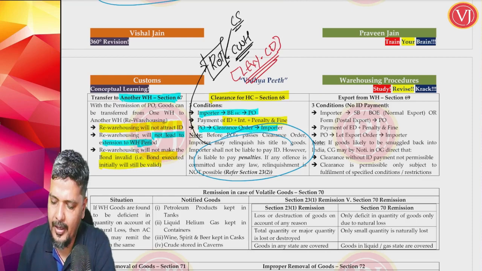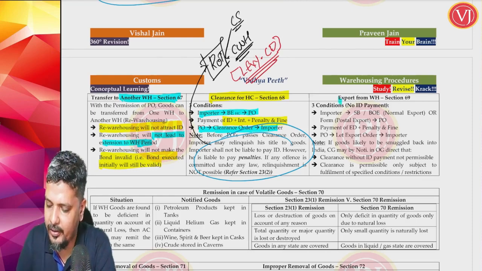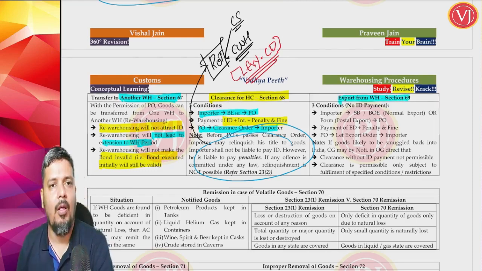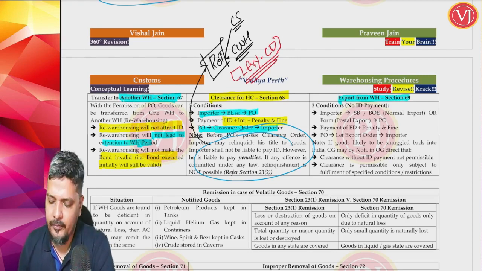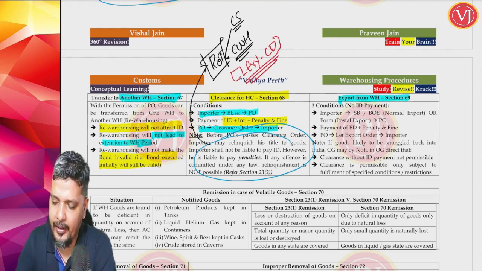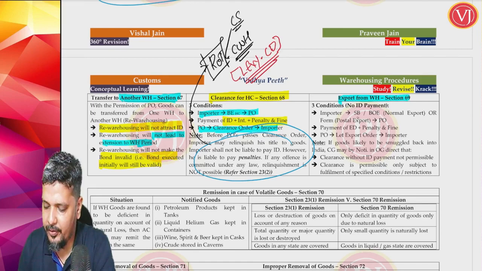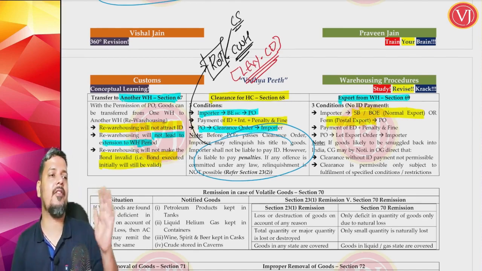And one more option I have. Directly from customs station I can export. What are the things that I have to take care of? Directly from customs station I'll file shipping bill or bill of export. Normally it is shipping bill or bill of export. If it is post, I'll just give a form. That is discussed in the post chapter.